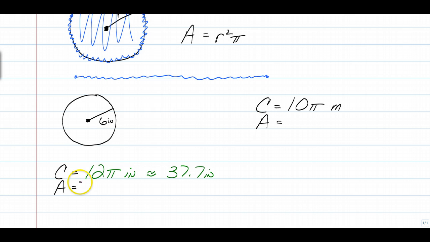Your area then is just radius squared pi. So 6 squared pi is just 36 pi inches squared. All right?